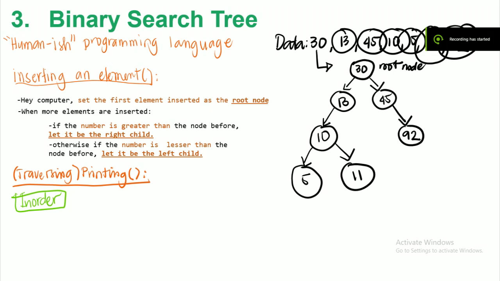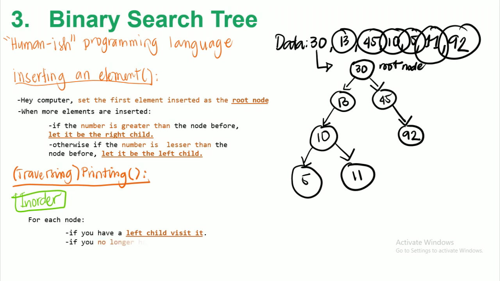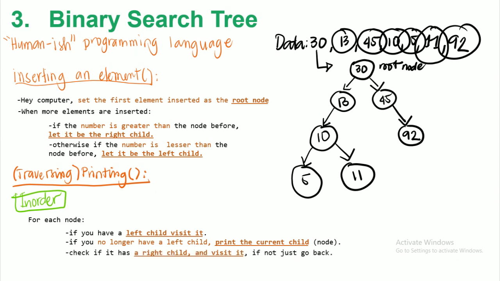What we're going to do is tell the computer that, hey, for each node, if you have a left child, visit it. And then, if you no longer have a left child, print the current node. And then check further: if you have a right child, visit it. If not, just go back. And then we say, keep doing this until you're done.